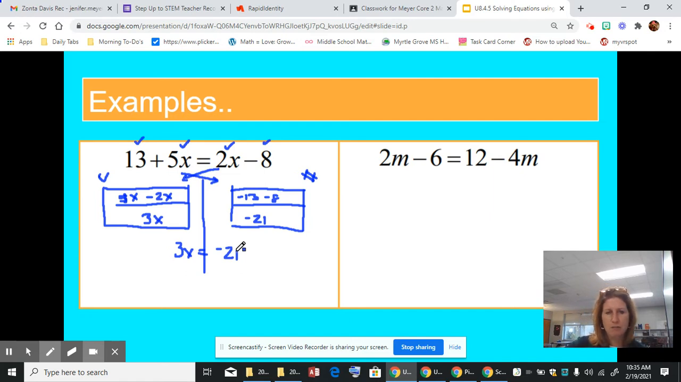At this point, I have 3 times x equals negative 21. So I'm going to do the inverse operation, which is to divide by 3, because again, we're trying to solve for x. And negative 21 divided by 3 is negative 7.